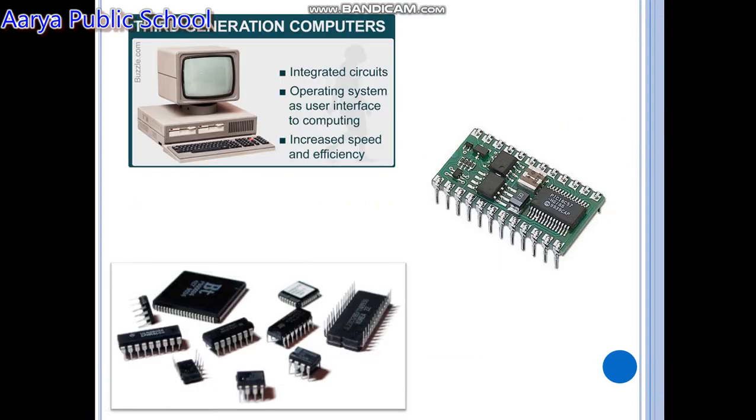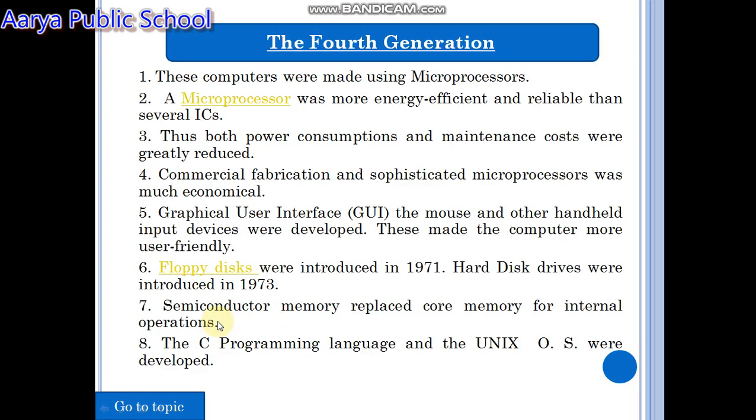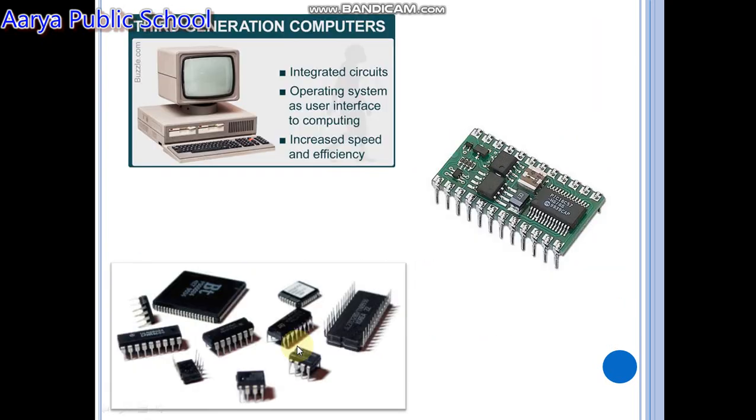These are third generation computer pictures. They use the IC. IC means integrated circuit. They were used in the third generation. Okay, dear students, these are the main features of the third generation.